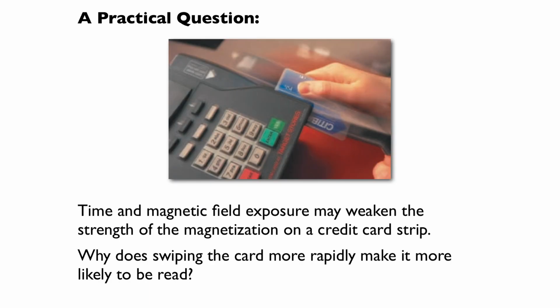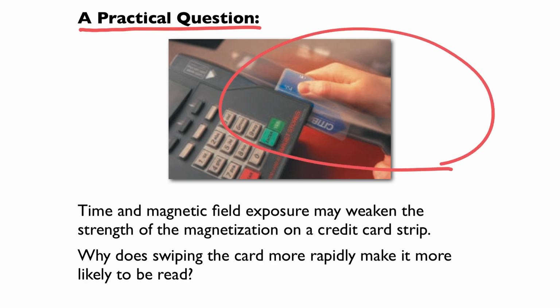And then here's another practical question we'll consider, and you may have seen this. If you have a card which has a magnetic strip on it, and your card loses its magnetization, which it can do, it can weaken. If you take the card and you swipe it, and if you swipe it more quickly, that leads to a more accurate read. Why would that be true? Give that some thought. We'll talk about that in class.